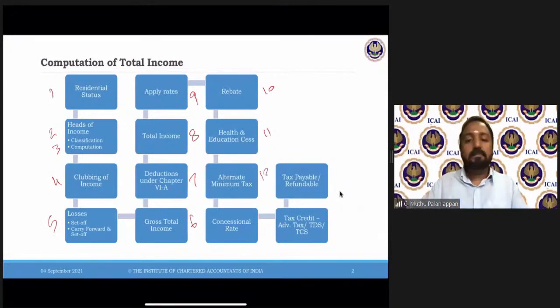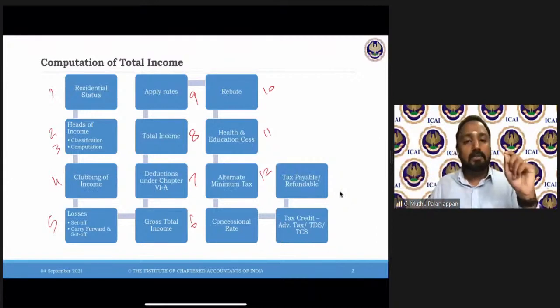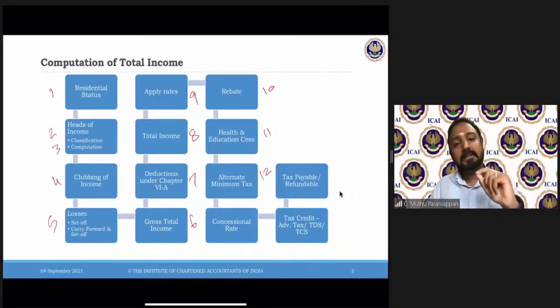Next step is 12th step, identifying whether applicability of alternate minimum tax is there. This you would not have studied. We will only be studying at this point in time. So we will be studying about what is alternate minimum tax, how is it computed, and all that we'll be studying in this particular thing. 13th one, concession rate. I'm not sure whether you would have studied in the chapter of tax rates. So anyways, we'll be studying it in detail. This section also, we will be studying in detail in this particular session itself. So in this class, we'll be studying that.